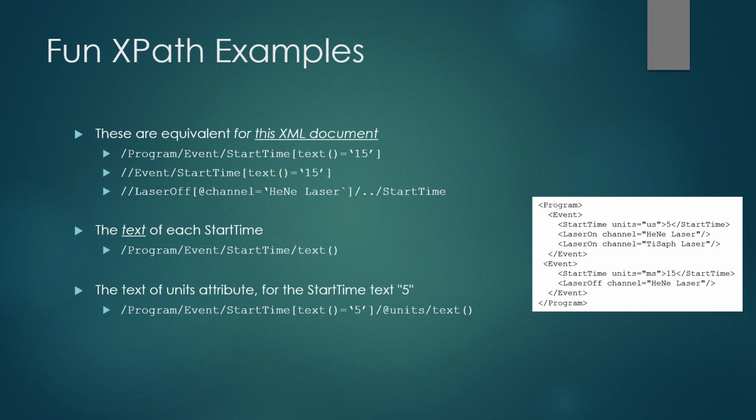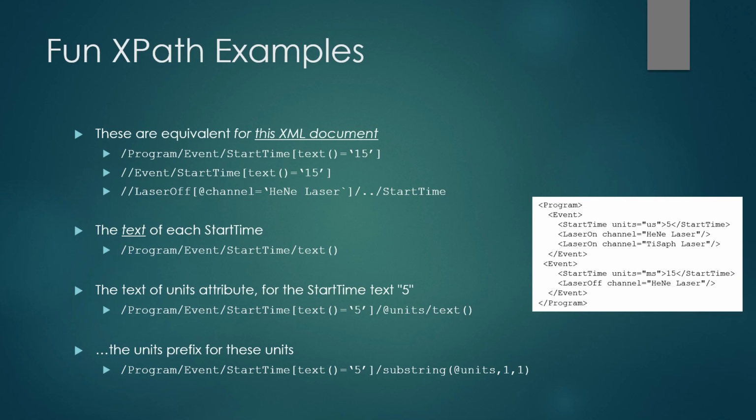How about an attribute? In particular, the units attribute for the one who has number 5, right? Program, element, start time, cool. Text containing the number 5, so that's our first start time. Then it's a predicate, so we're still in the tag. Then find the units, okay? And then find the text inside the units, right? So this is going to give us the answer of microseconds, or US, right? Cool.